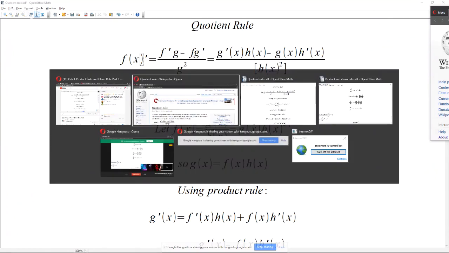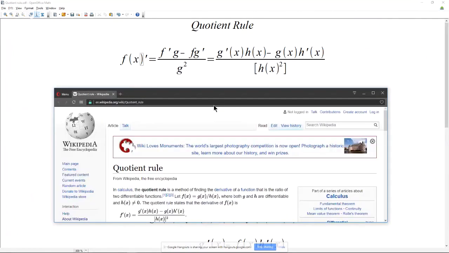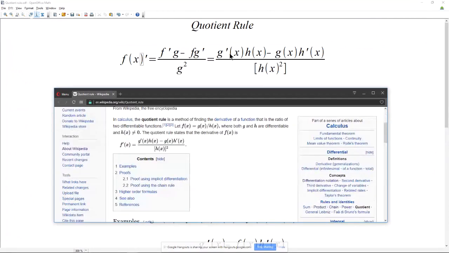Let's see here. Okay, let's compare here. This is what I have: g prime of x, h of x, g of x, h squared. Yeah, this right here is exactly this, and that has to be equal to this. This is just another way of writing it.